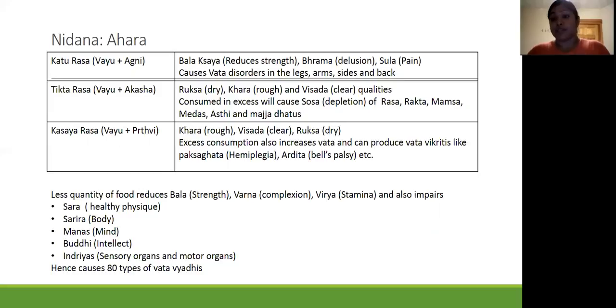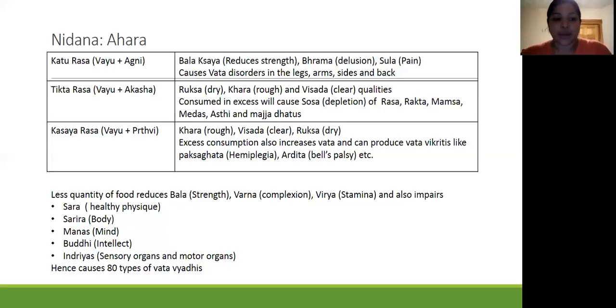So for instance, if kapha, or something that's very nourishing, tends to be more thick and viscous in nature, whereas if it tends to be more clear or liquidy, then that is less nourishing than the thicker, more viscous version. So this tikta rasa tends to increase these qualities. If it's consumed in excess, it will also cause depletion, or shosha, of the following dhatus: rasa, rakta, mamsa, medha, asthi, and majja. So tikta rasa can cause that much aggravation or depletion in these particular dhatus, okay?